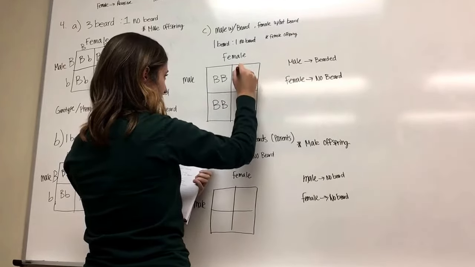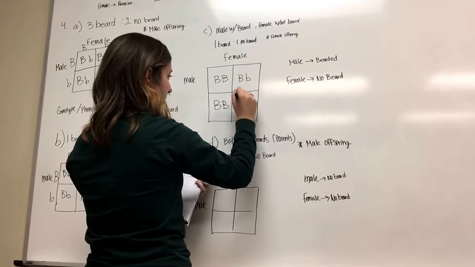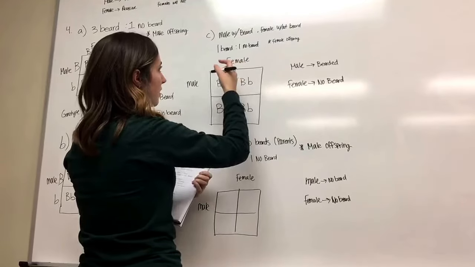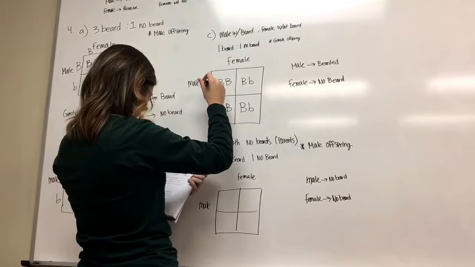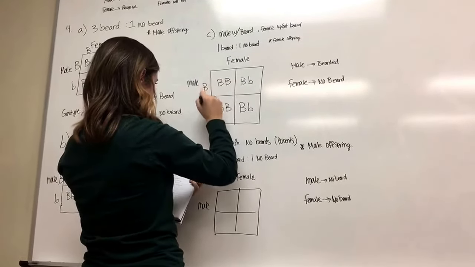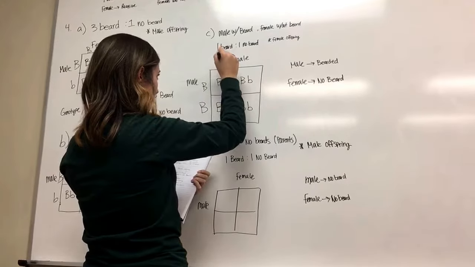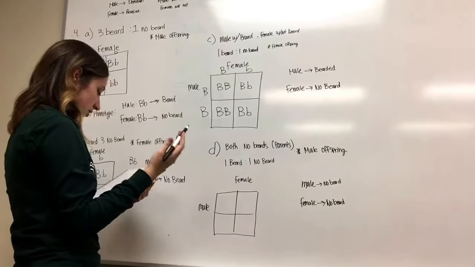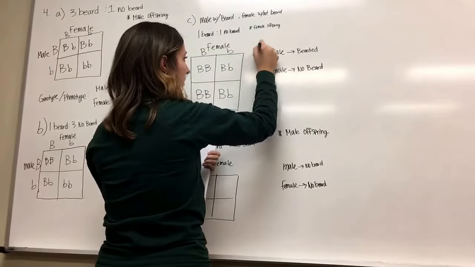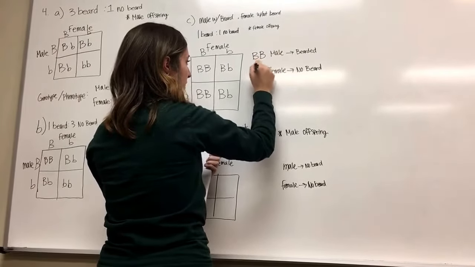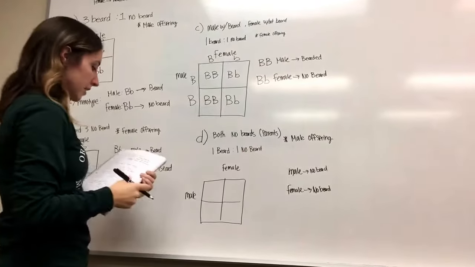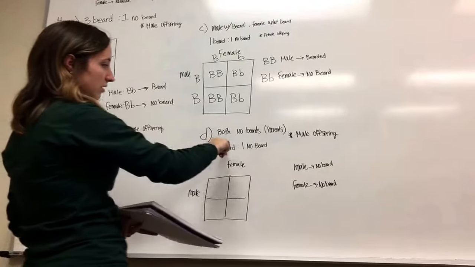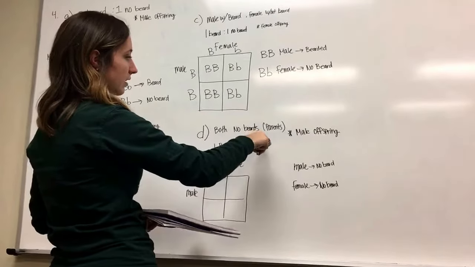And so then I just filled in the rest of the chart because half of them cannot be bearded, as well as the male has to be bearded. And so this would be big B, and the female has to be no beard. And so their genotypes, the male would be big B, and the female would be big B, little b, giving her no beard. For D, both of the parents do not have a beard.